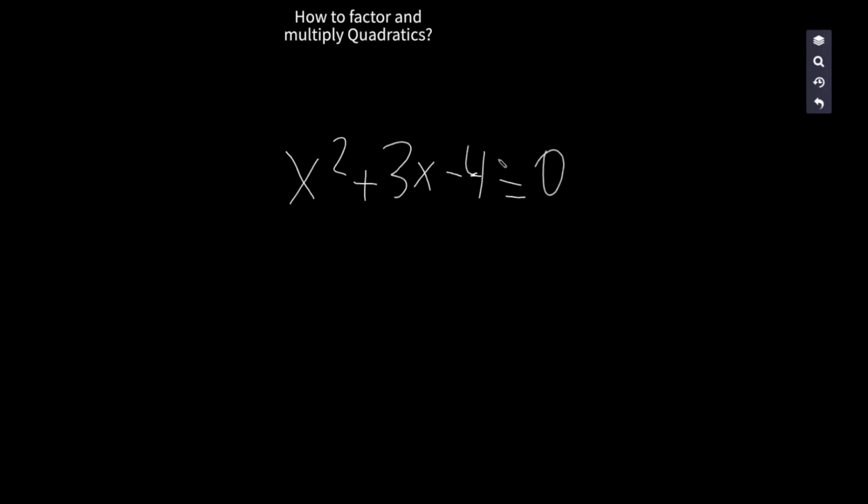But how can we reduce it down to its factors? Before, we wrote x squared as x times x, and then 3x as 3x minus 4. But from here, it doesn't look like we can factor out a common term or anything. But what we can do is factor it into x plus some number times x plus another number. And let me show you how you can do that.